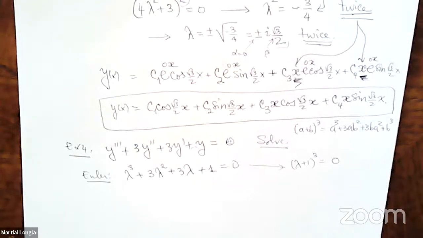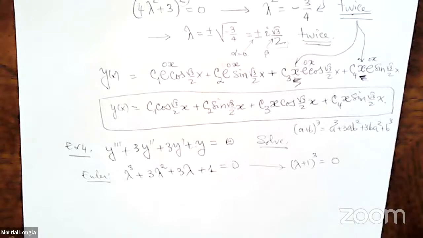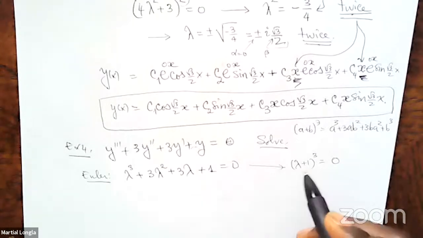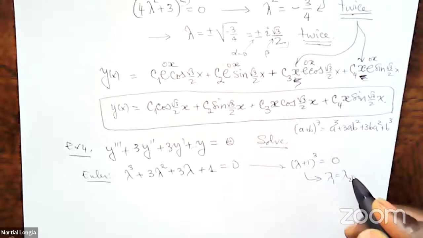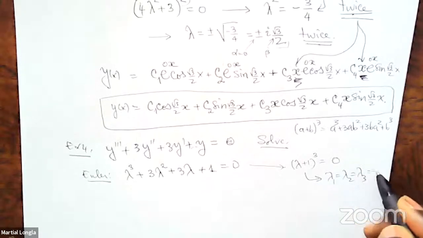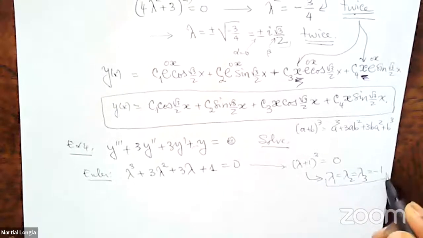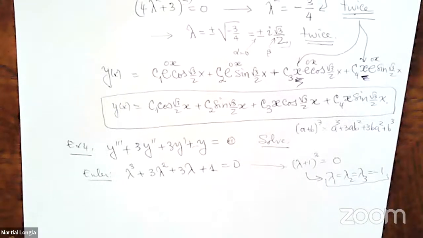Now, if you don't see that, there's still something you can do. You need to make sure you can guess one of the answers. If you can guess one of the answers, then you can use it to factor out the whole thing, and then your life will be easier from that point. So here, if I didn't see that, this is going to give me lambda 1 equal lambda 2 equal lambda 3 equal negative 1. So it's a triple root here, the same root that comes 3 times.